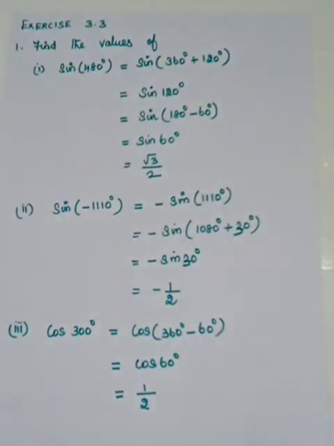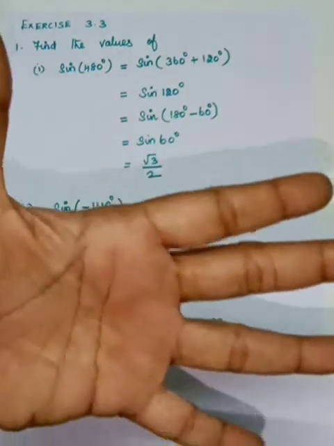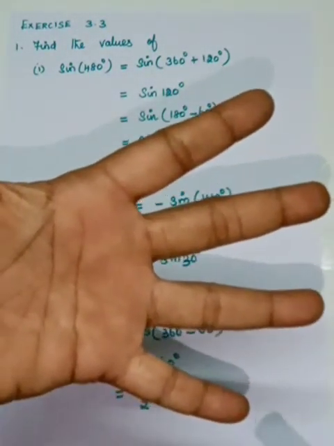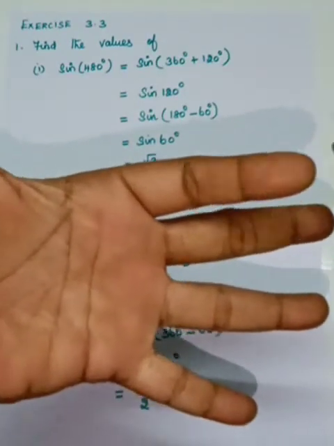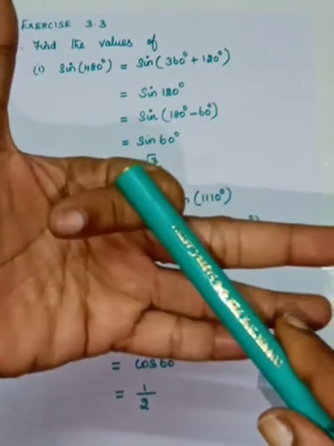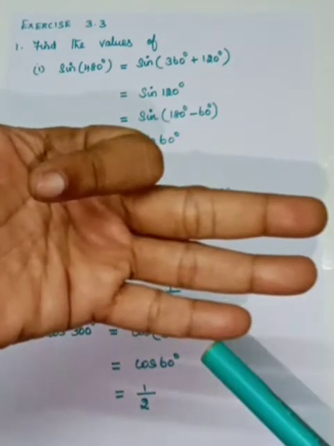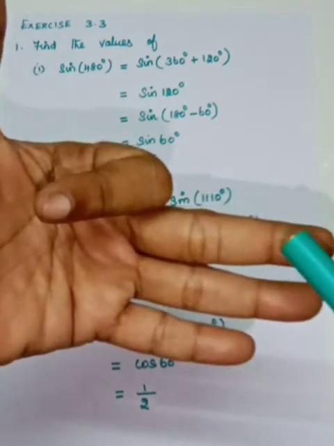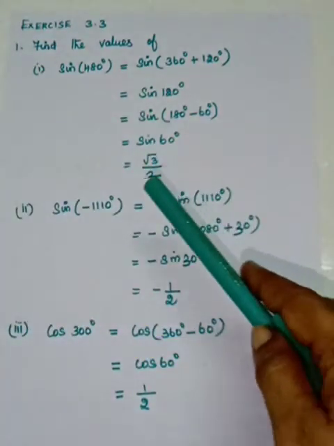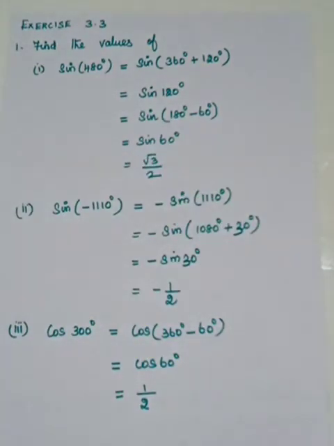So you know that sine 60 degree, how to find? You have to use the left hand. Which one, sine 60 degree? This is your 60 degree angle, so you have to fold it. Sine 60 degree. Below that, how many fingers are there? 3 fingers. So square root of 3 divided by 2. So sine 60 degree is root 3 by 2. In this way you have to write. Okay, so come to the second one.